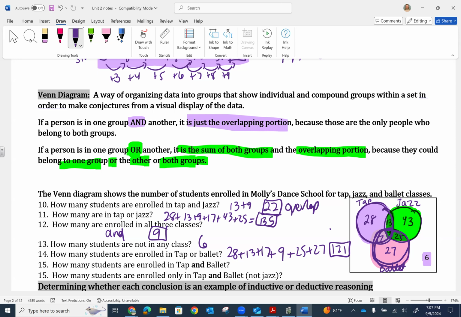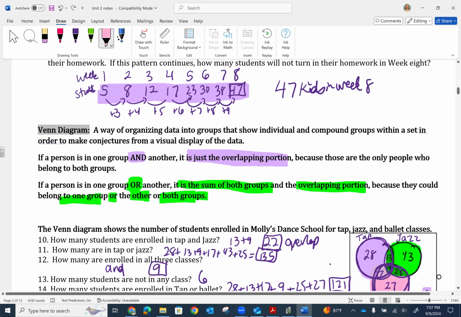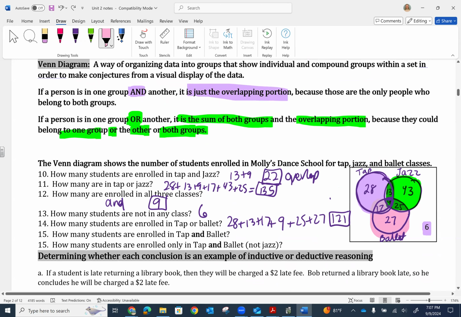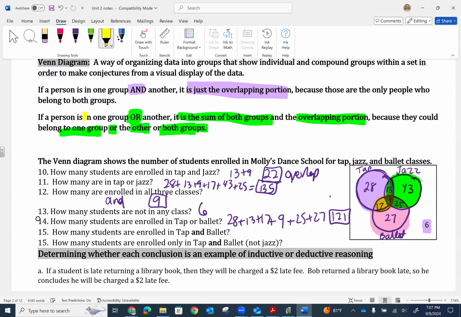Okay, tap and ballet. Okay, tap and ballet is going to be, let's see if I can get rid of that. Well, there we go. Tap and ballet would be the overlap between tap and ballet right here. Okay, so tap and ballet. Okay, so these two things right here. If you're tap and ballet, you're in those two sections. So it'd be 9 plus 17. Okay, and that would be 26. And means it's got to be in the overlap between those two circles.